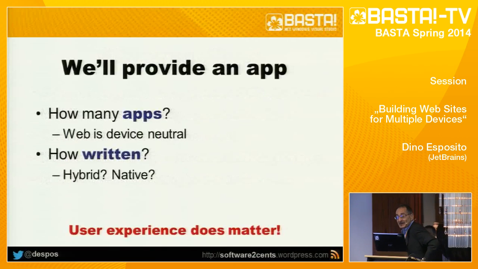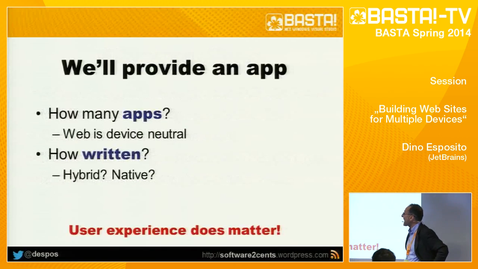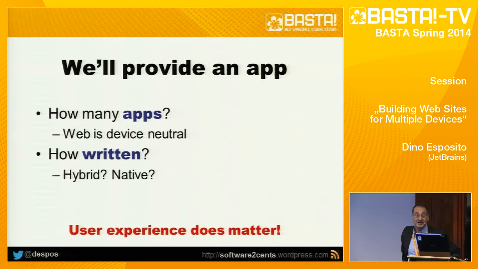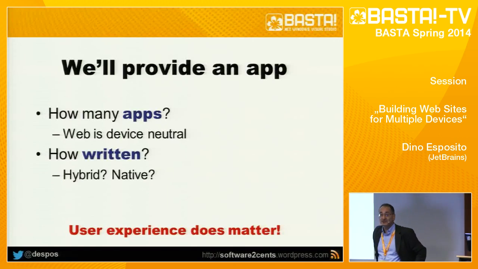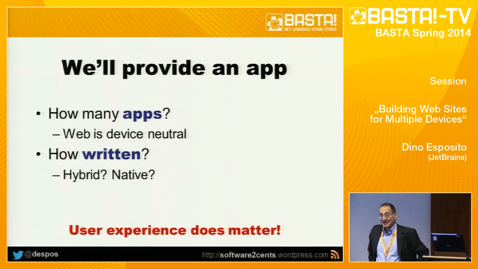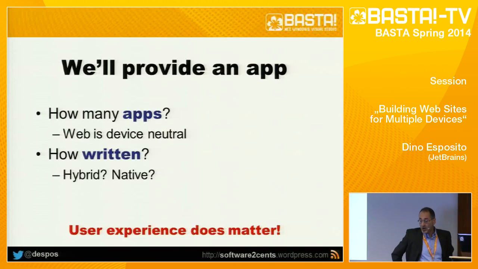"We'll provide an app." Yeah, I already addressed a couple of these points. How many apps? Don't forget that the web is device neutral. And how do you write them? Native apps: Objective-C, Java, maybe C# if you're lucky with Xamarin. It's, again, a matter of really multiplying effort, and the factor is greater than 1.